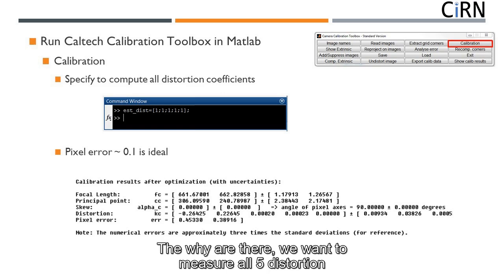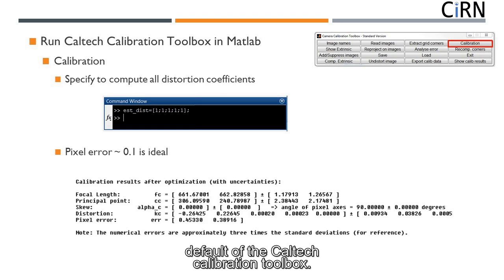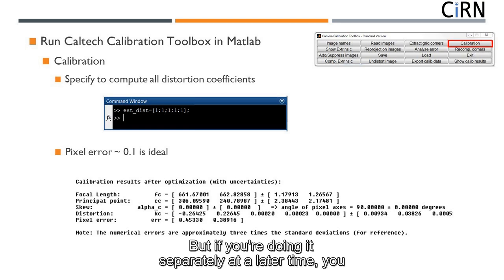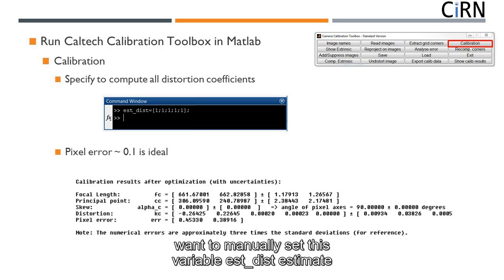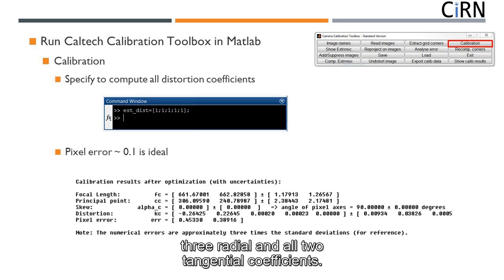We want to measure all 5 distortion coefficients, 3 radial and 2 tangential, and that is not the default of the Caltech Calibration Toolbox. In the live demo code, this is included, but if you're doing it separately at a later time, you want to manually set this variable, est_dist, estimate distortion, to all 5 to be 1. That tells it to compute all 3 radial and all 2 tangential coefficients.